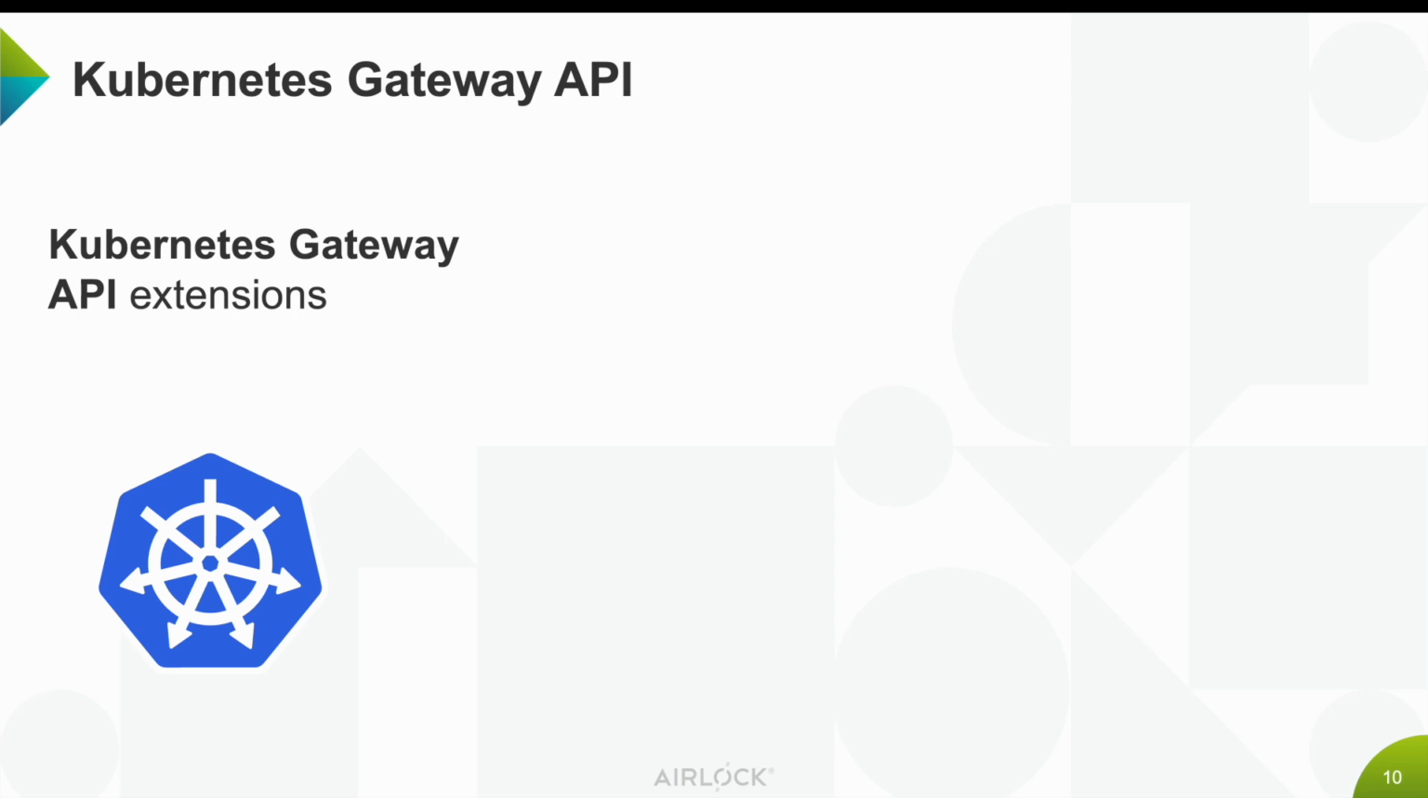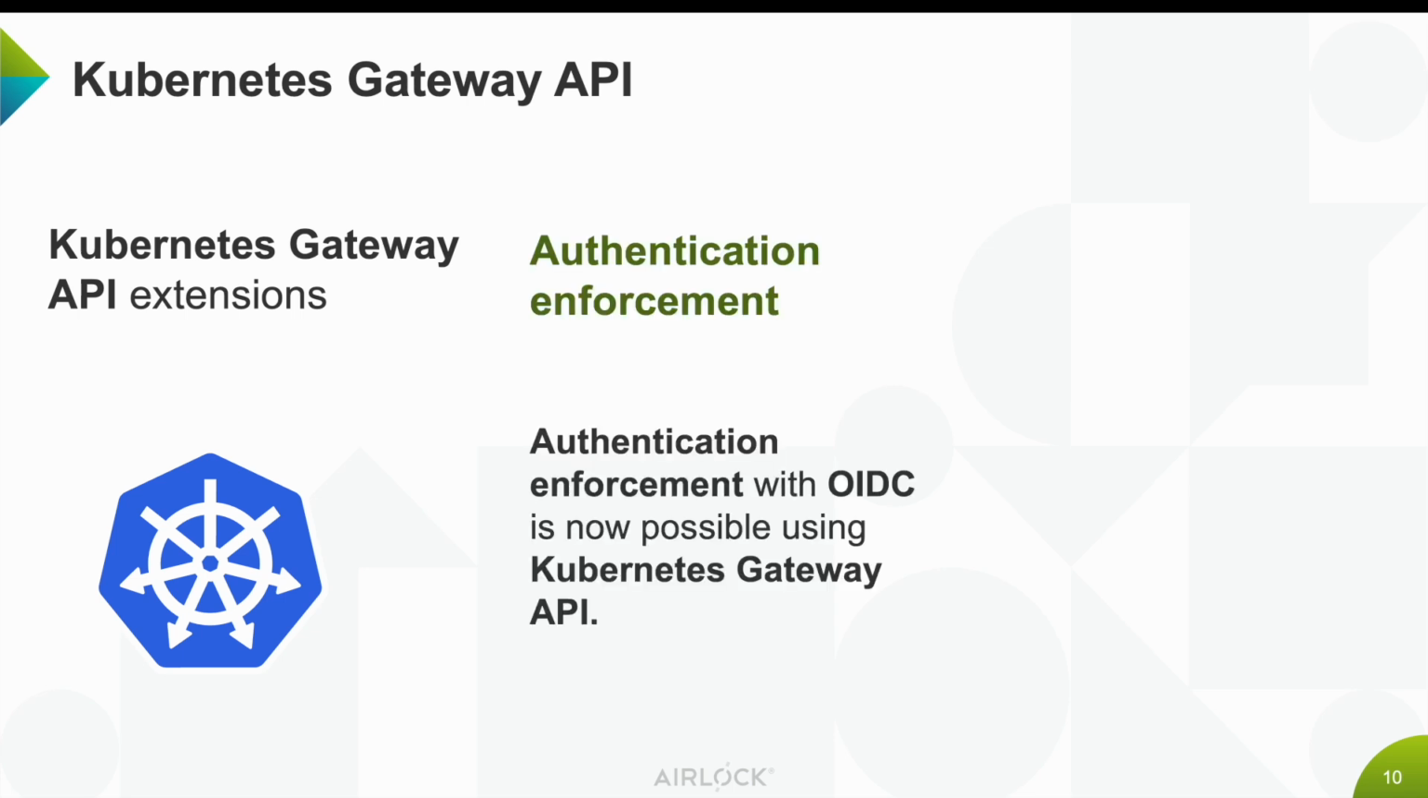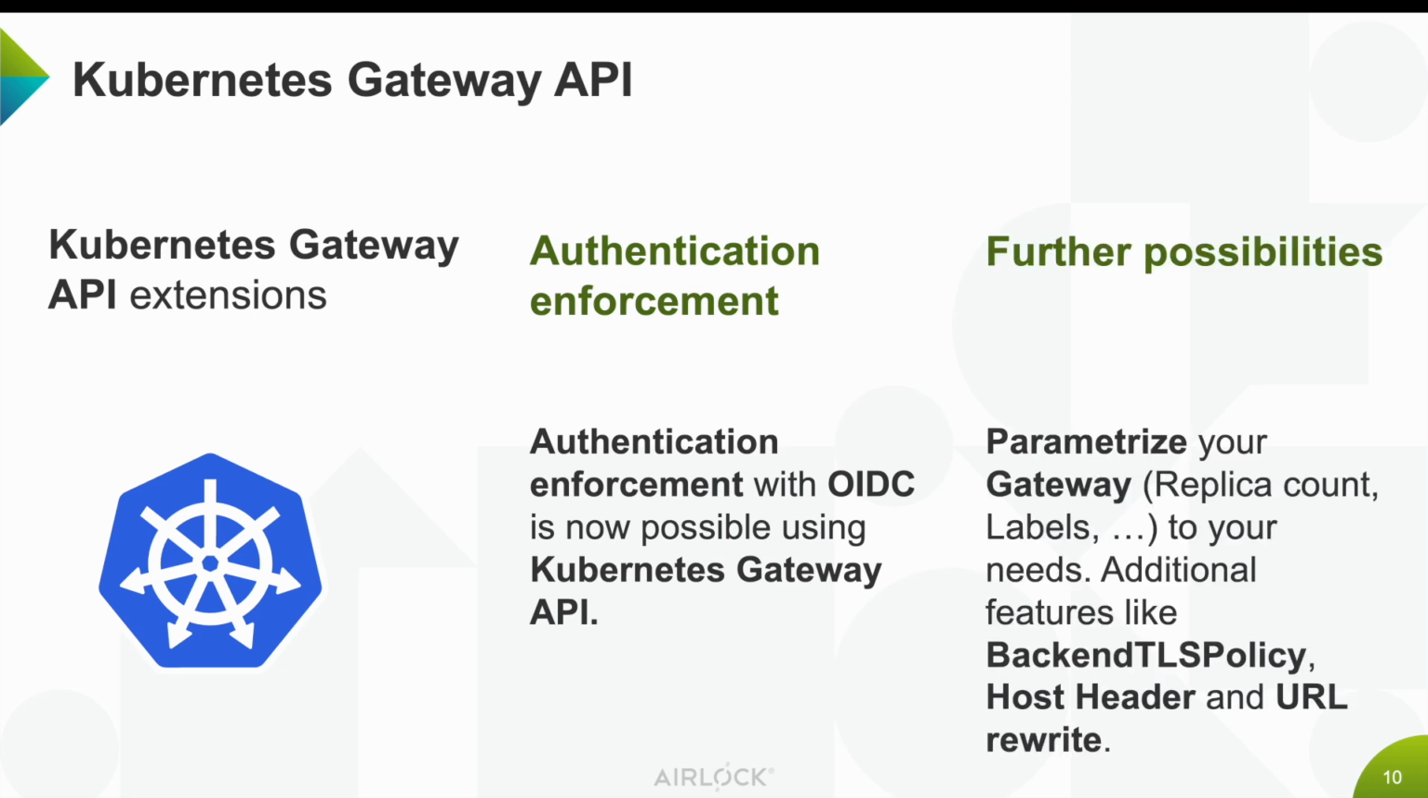Microgateway 4.5 comes with a bunch of extensions for the Kubernetes Gateway API implementation. Authentication enforcement is now also available in our sidecarless solution. It allows you to authenticate unauthorized users using the OIDC protocol. The Gateway API implementation received many additional configuration options, especially the parameterization of the gateway itself and additional features like backend TLS, host header, and URL rewrite.